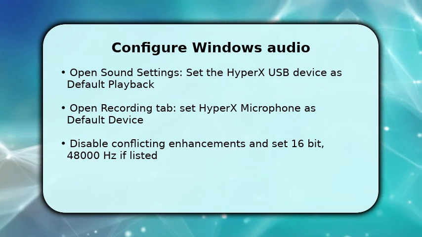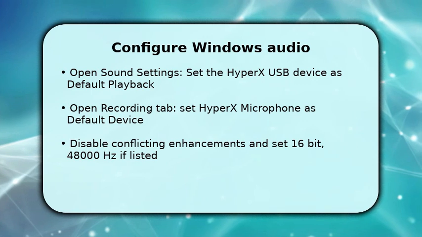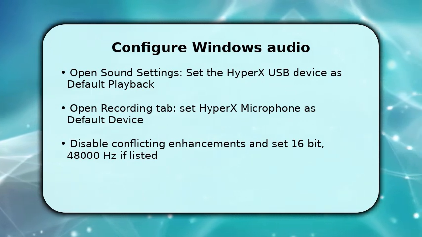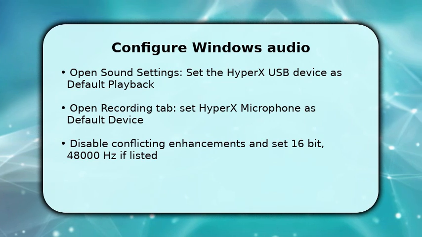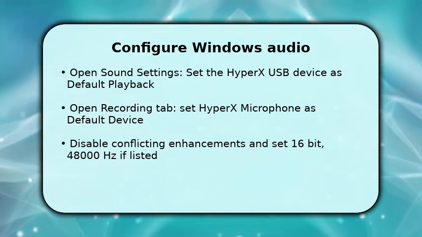Make sure the sample rate matches the dongle, commonly 48,000 Hz at 16-bit, because mismatches cause distortion. Also turn off Windows audio enhancements and any other virtual audio drivers so the dongle's 7.1 works properly.